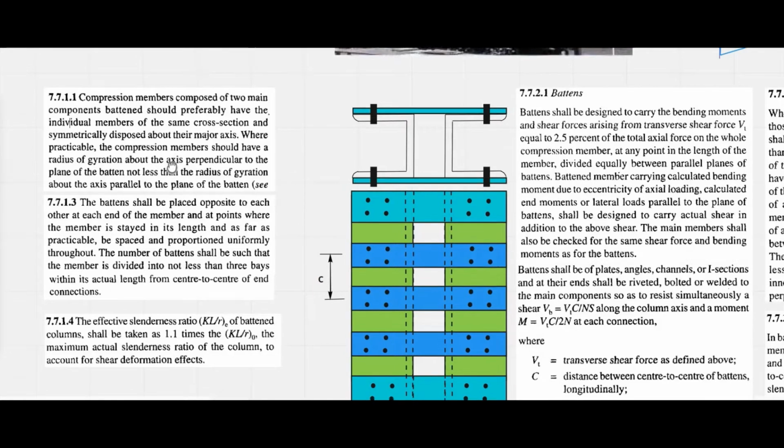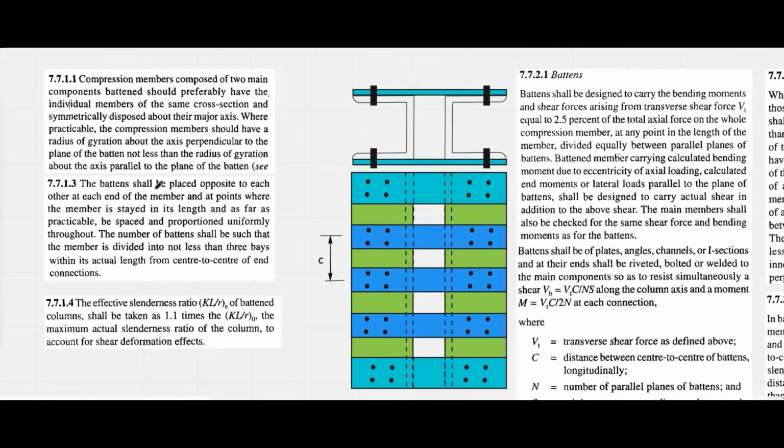Now let us see what are the important codal provisions a designer should remember while designing a batten system. First of all, the compression member composed of two main components battened should preferably have individual members of same cross section and symmetrically disposed about their major axis. Where practical, the compression member should have radius of gyration about the axis perpendicular to the plane of batten not less than the radius of gyration about the axis parallel to the plane of batten.